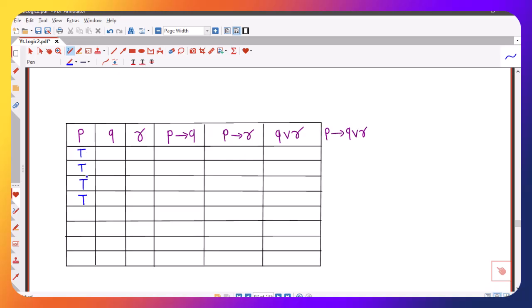For P, first we write down T 4 times, then F 4 times. We have explained how we can write down these different possible combinations for truth values of three variables in the starting lectures of propositional logic. Here we write down 2 times true and 2 times false. Similarly true true and false false. For the third variable we write down alternately true and false.